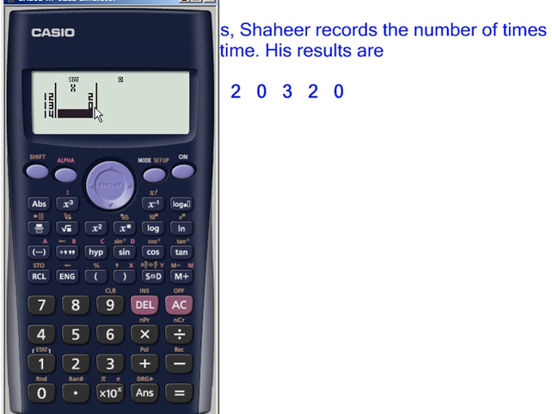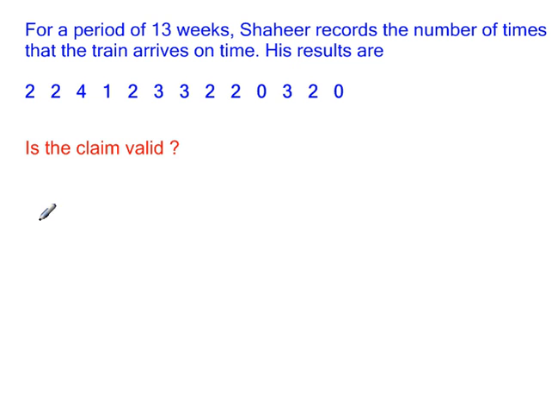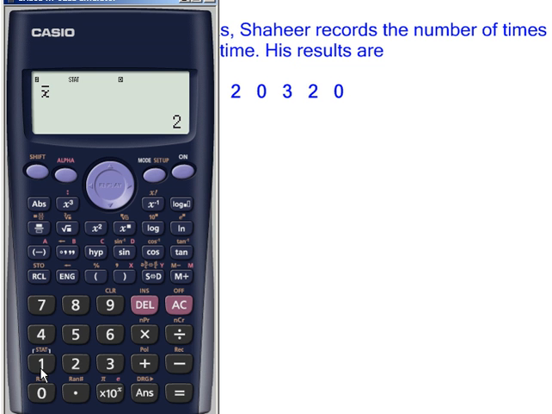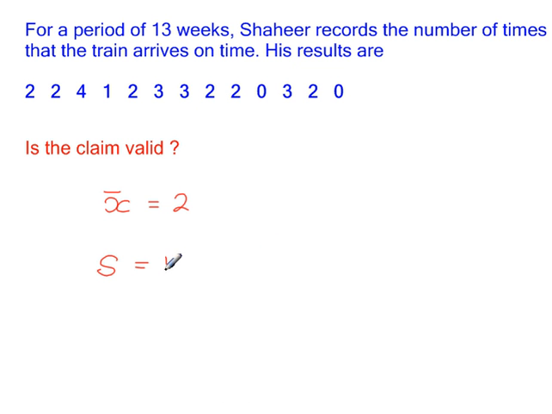Okay, so there's 13 data values in there. So shift 1 for statistics, option 5 here for variables. The mean of this data is 2. So the sample mean here is 2, and the sample standard deviation, shift 1 5, that's option 4 for the sample standard deviation, is 1.15.